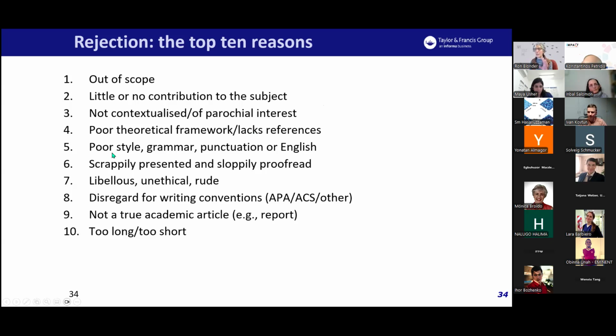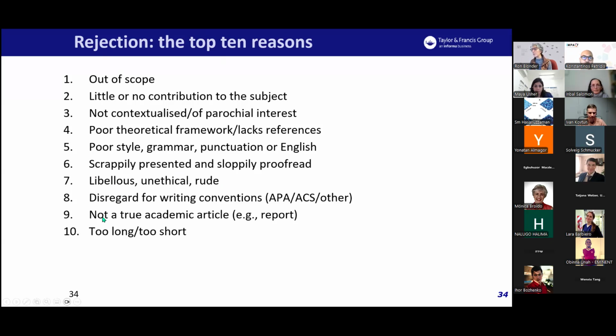When the paper is poorly styled, not according to the instructions, the grammar is horrible, the English has a lot of mistakes, it's really difficult to understand. Even if it is sent to reviewers, usually they will reject it because they will not understand, and they will not take all the time that is needed in order to try to understand this poorly phrased paper. They will reject it. When it's sloppily proofed, or unethical and rude, I never saw that, but of course, we don't want to see things like this. When there is a required style and the author doesn't follow it.